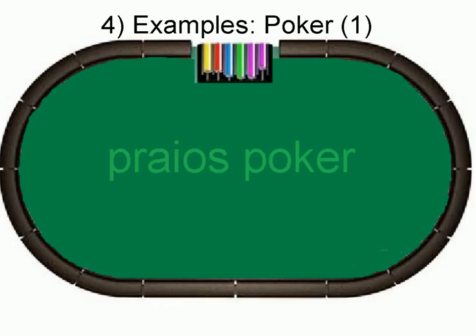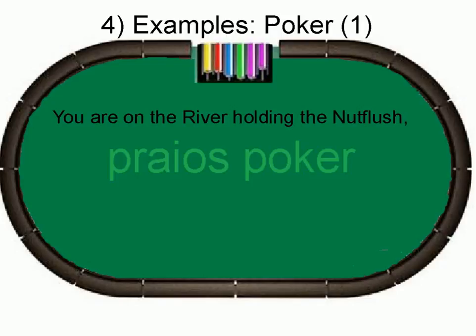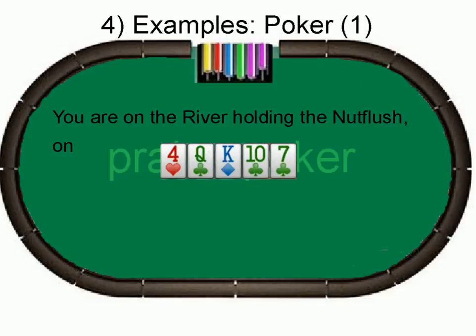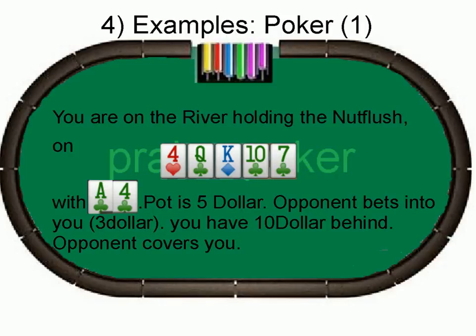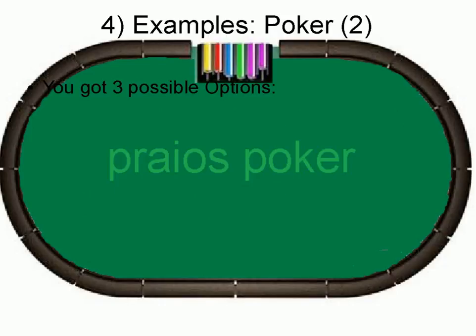The first one is for poker, and of course I got a new and poker related background for this one. So we are on the river holding the nut flush. This is our board and we are holding ace 4 clubs. The pot is $5 and our opponent is betting into us for $3. We got $10 behind and our opponent covers us. It might be obvious what we should do now, but let's analyze this nevertheless. We got 3 possible options: calling, folding or raising all in.